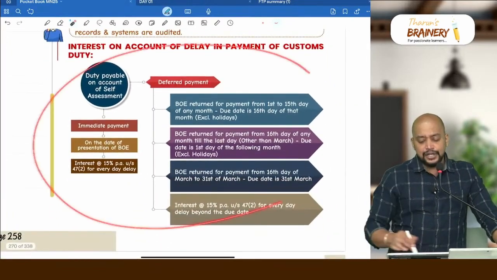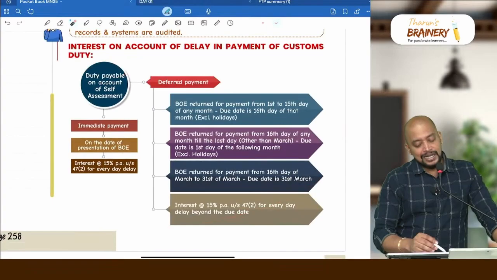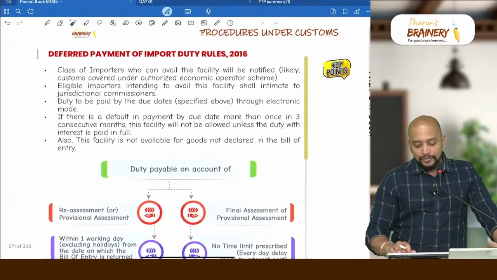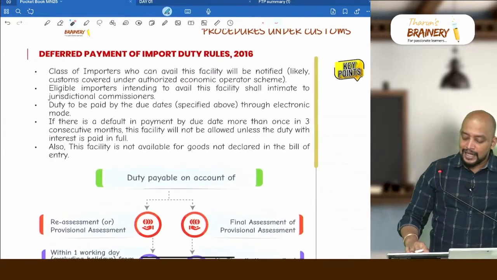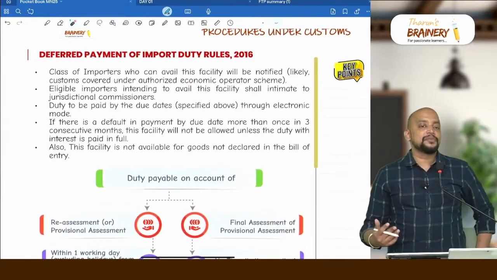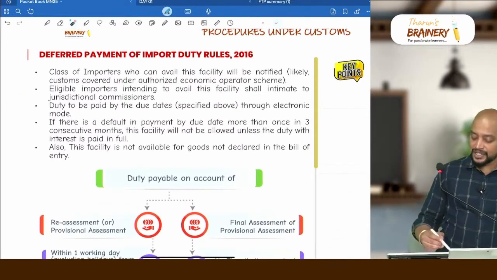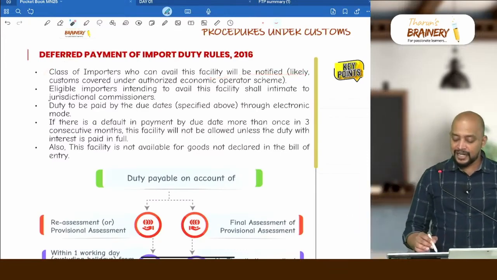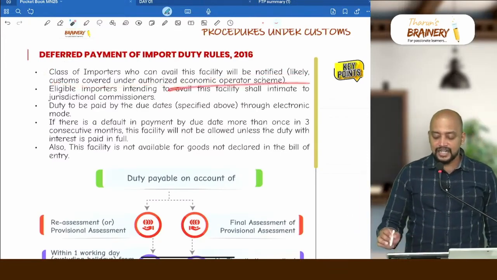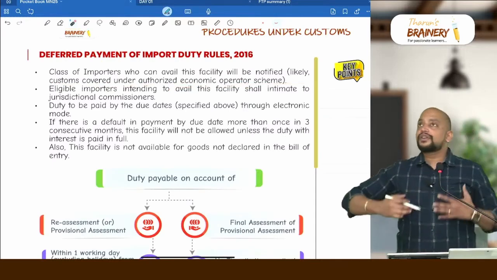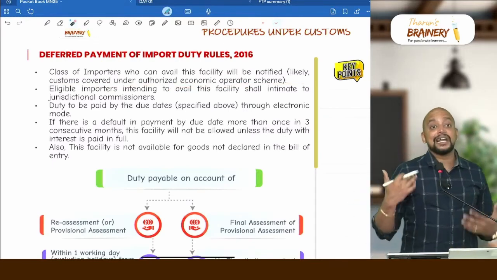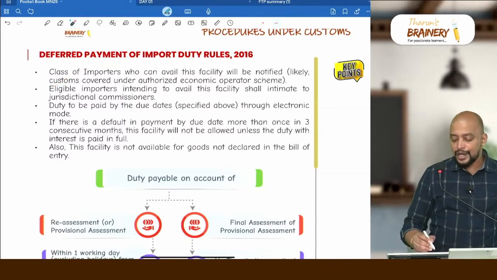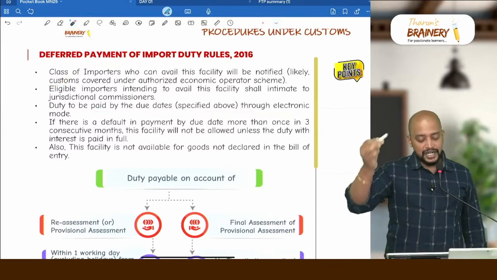Then interest on account of delayed payment. Already we saw in self assessment two options, immediate payment and deferred payment, and to whom this deferred payment will be applicable. Class of importers, I told you authorized economic operators or some importers will be eligible for this. Class of importers who can avail this facility will be notified, and they are under the authorized economic operator scheme. Whomsoever wanted to opt for this facility and they are eligible, they will make application to the jurisdictional commissioner, and duty to be paid by the due dates already we discussed.